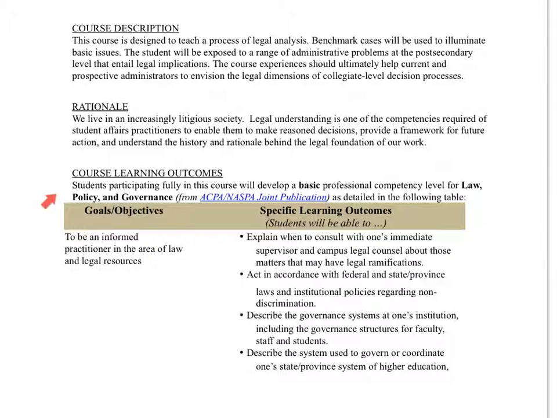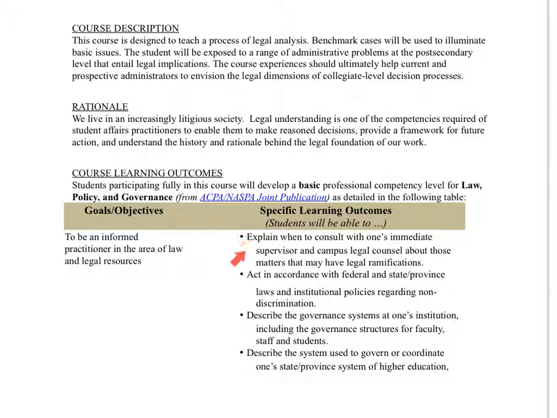This course has some particular learning outcomes, and anybody who's been through the intro course, and hopefully most of you have, can recognize the ACPA NASPA joint publication and the professional competencies that anyone in student affairs should have as a student affairs professional. This is one of those competencies, the law, policy, and governance competency, and it has several specific learning outcomes that you will recognize here.